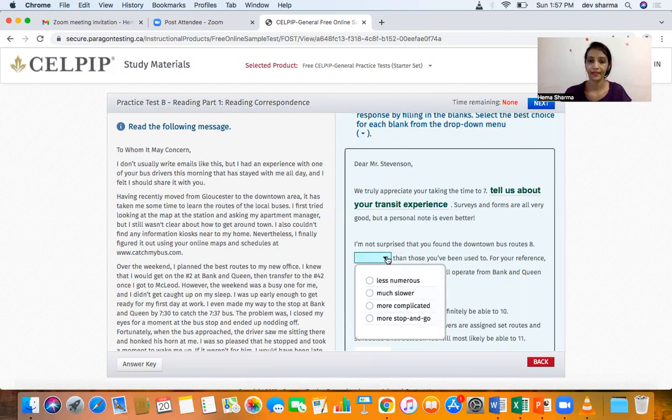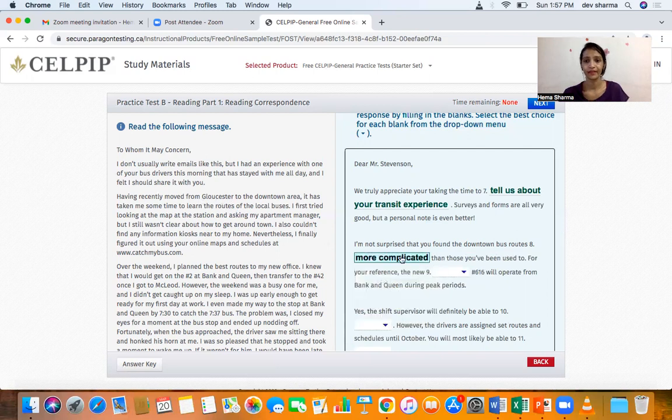So he did not say that they were less numerous. He did not say they were slower. He said that it was complicated. Not exactly complicated, he had said that it was confusing, right? So more complicated would be the right answer. I'm not surprised that you found the downtown bus routes more complicated than those you have been used to.